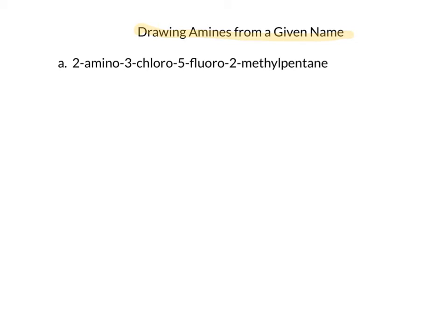We always start at the end, so we see that this is an ane, which just means single bonds. It doesn't tell us the group yet. In front of that is pent. That means that there are 5 carbons in our main chain. Now we're going to start adding our attachments. On carbon number 2, we have an amino group. That's an N. I go ahead and put in the hydrogens just so that I make sure I have them correct. 3 bonds on the nitrogen, so we're going to have NH2. And then we're going to put on carbon number 3 a chlorine. On carbon number 5, we're going to put a fluorine. And back to carbon number 2, we're going to put a 1-carbon chain methyl group.